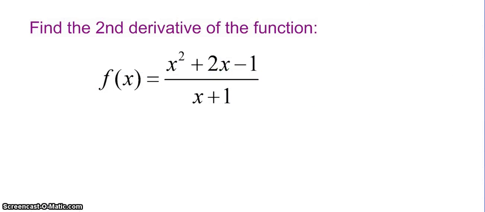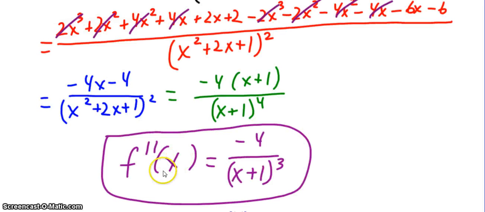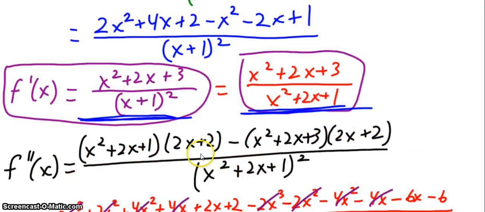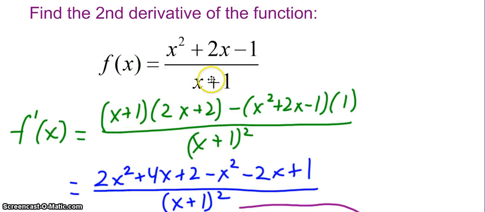Okay, so I want you to take a minute and pause the video and find the second derivative of this function. Unpause when you're ready to check. Okay, so hopefully you ended up with the second derivative, f double prime of x, is negative 4 over the quantity x plus 1 cubed. How did we get that though? Alright, let's look back up here. So first I did the quotient rule. So remember, talk through it. Bottom times the derivative of the top minus the top times the derivative of the bottom over the bottom squared.